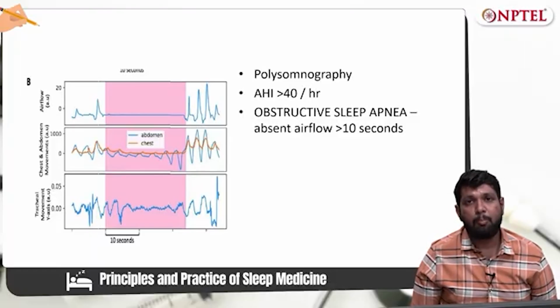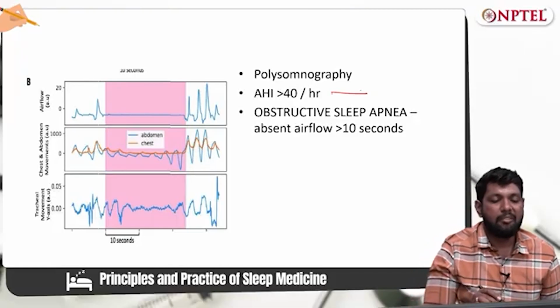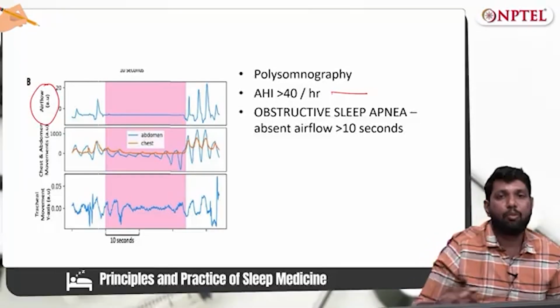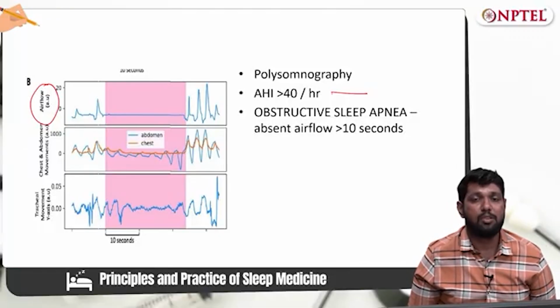So, we underwent a polysomnography. In polysomnography, his AHI is more than 40 per hour and in the graph we could see an absent airflow which is more than 10 seconds. So, the patient has obstructive sleep apnea.